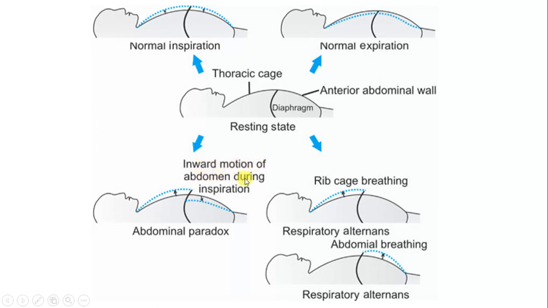Inward movement of the abdomen during inspiration: abdominal paradox. You can understand very well that when inspiration occurs, the diaphragm will move down, so it will cause an increase in the pressure in the abdomen, and the abdomen will also expand. The abdominal wall will protrude out. This is the normal one.